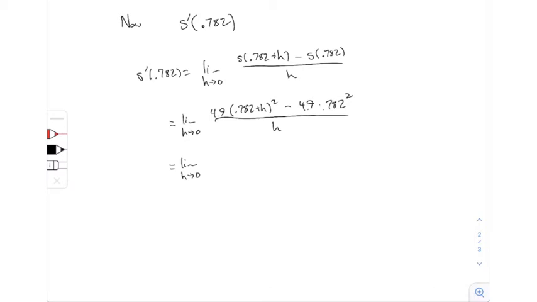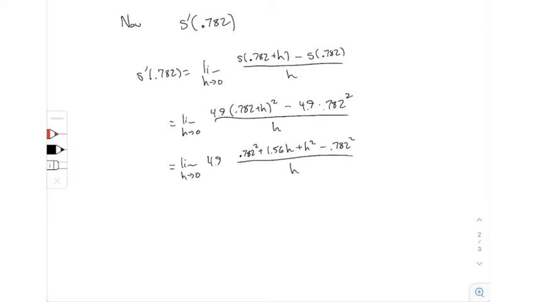Just because I don't like dealing with these weird numbers, I'm going to factor 4.9 out of the numerator entirely. Both parts of the numerator here had a 4.9 on them. I just find it a little easier to factor that out. And then I'm going to do the FOIL. It's 0.782 squared. That's the front part. The middle part will be whatever 2 times 0.782 is. I did that before. It's 0.156 something or other, h, and then plus h squared. And then minus 0.782 squared divided by h.